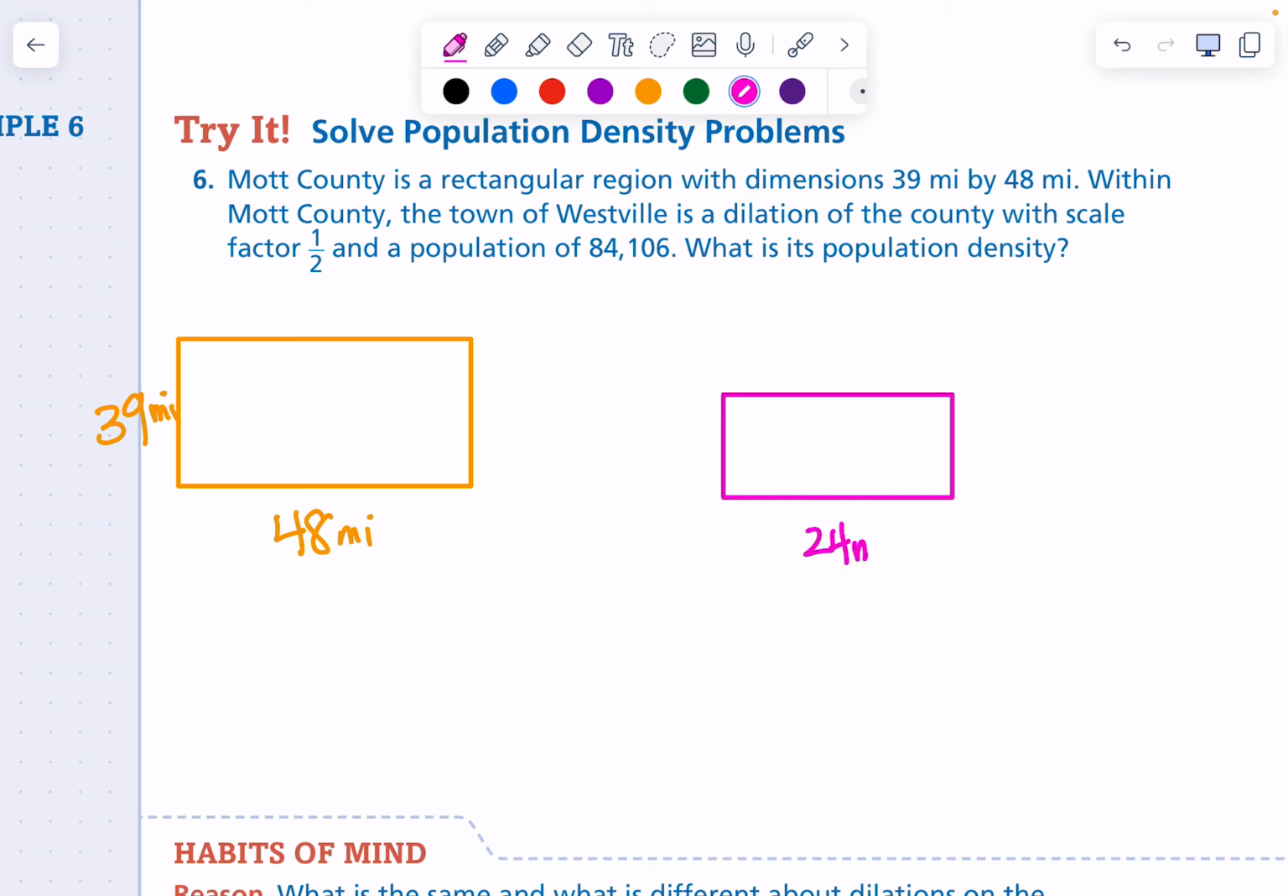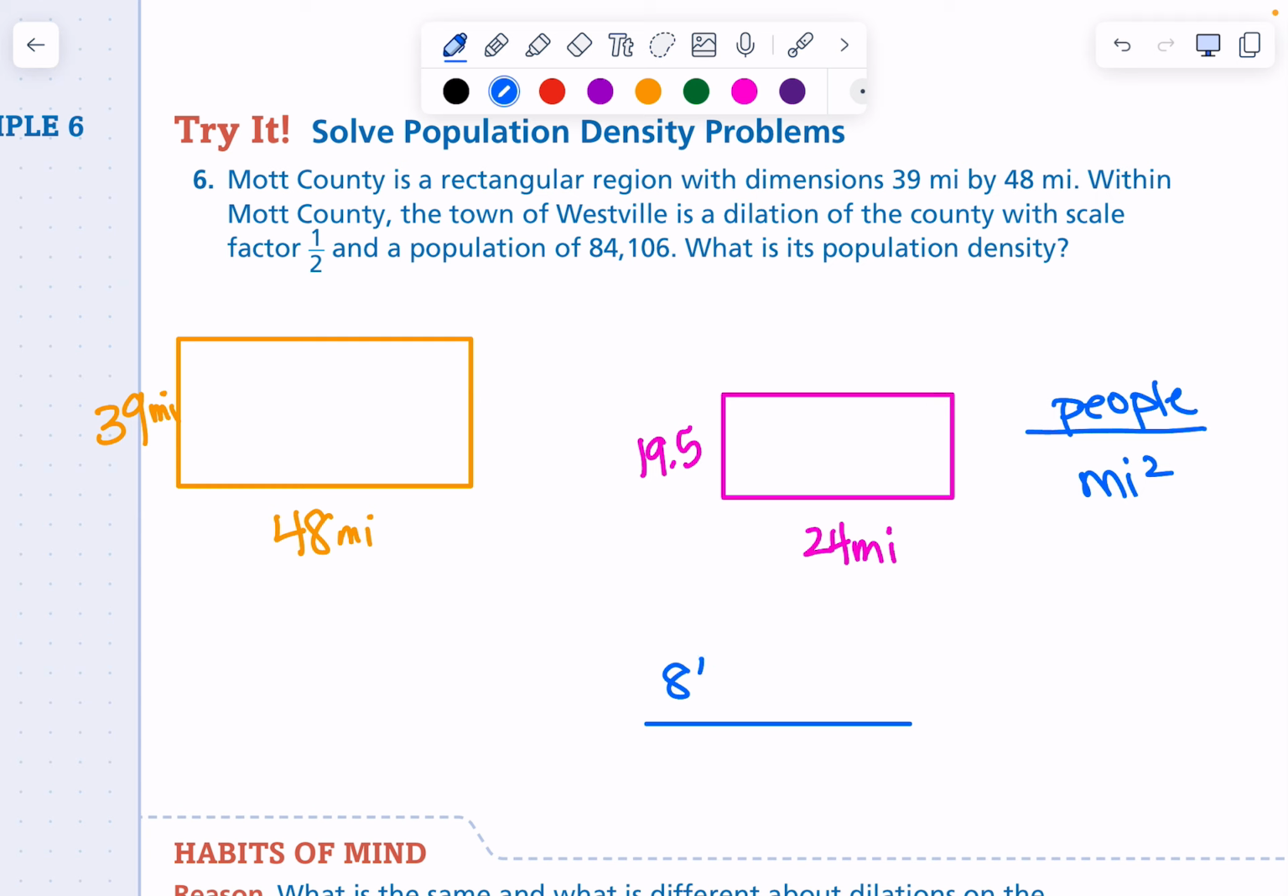24? And what about the other side? 19.5? Okay. Population density. What the heck does that mean? People per square mile. Oh, people per square mile. So I need how many people over the number of square miles? Okay, how do we find square miles?